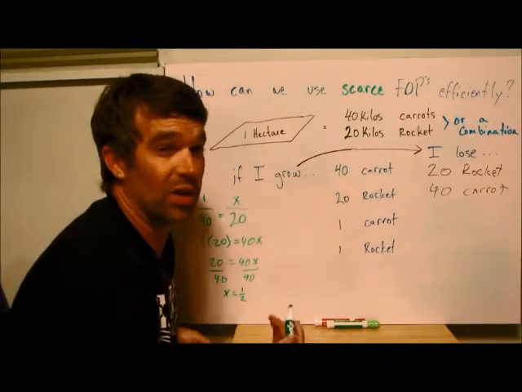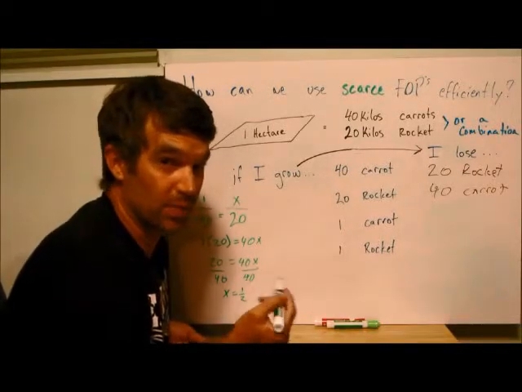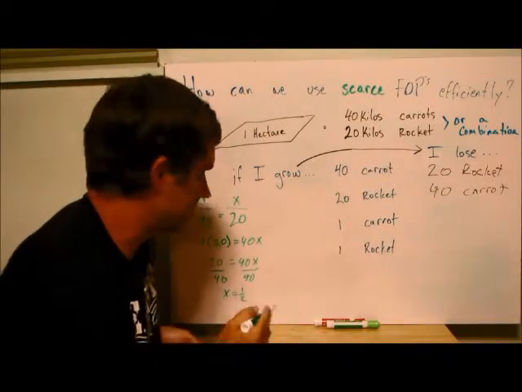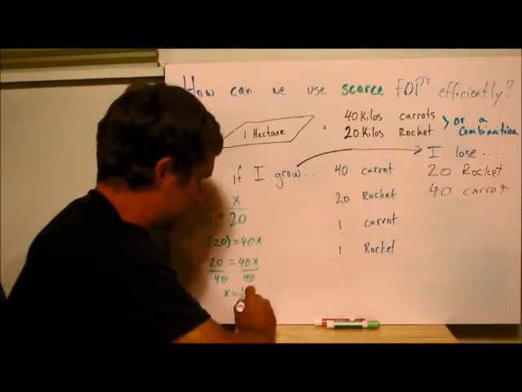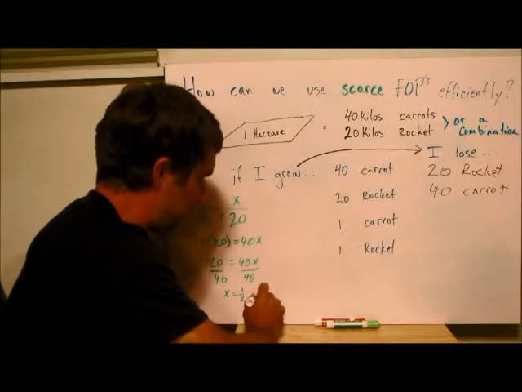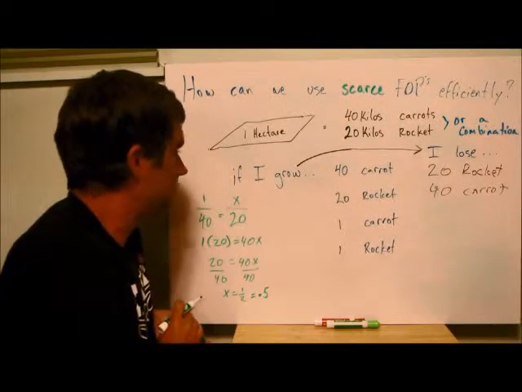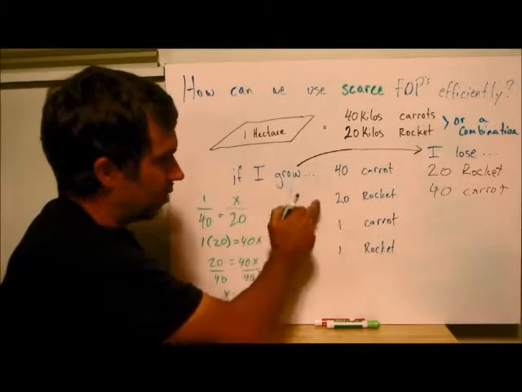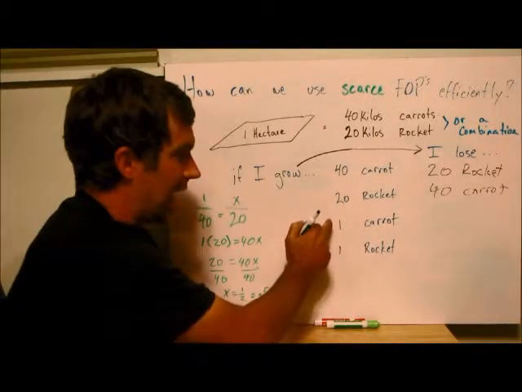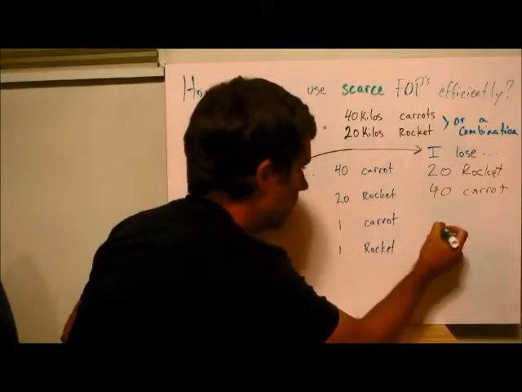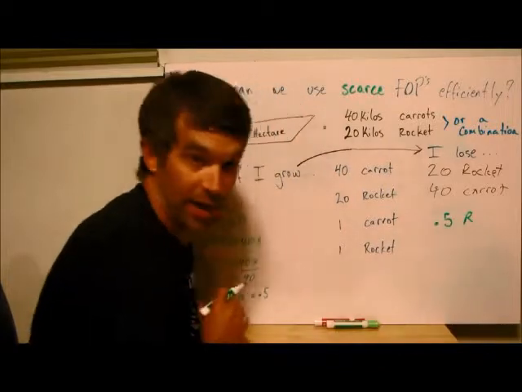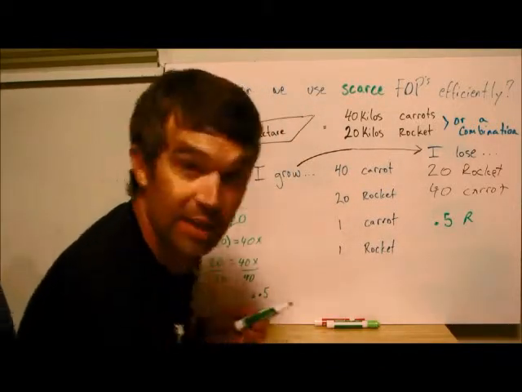In economics, we don't like fractions so much. We like numbers because you don't normally write 1/2 of a dollar. You write 50 cents. Anyway, so x is equal to 0.5. All right? So now, the opportunity cost, if I grow 1 kilo of carrots, I lose the ability to grow 0.5 rocket. Okay, let's solve it the other way.